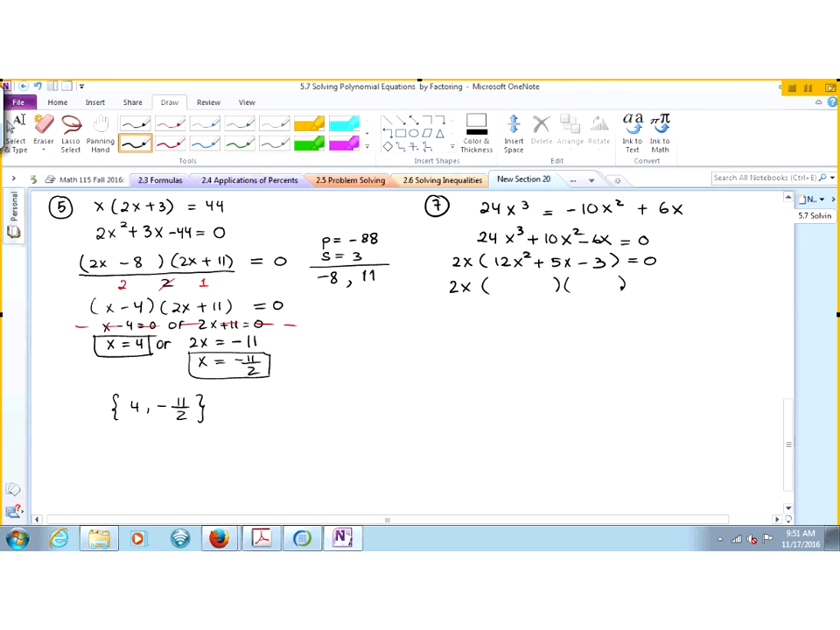So how are we factoring this out? AC method? Okay. So our setup is 12x squared divided by 12.